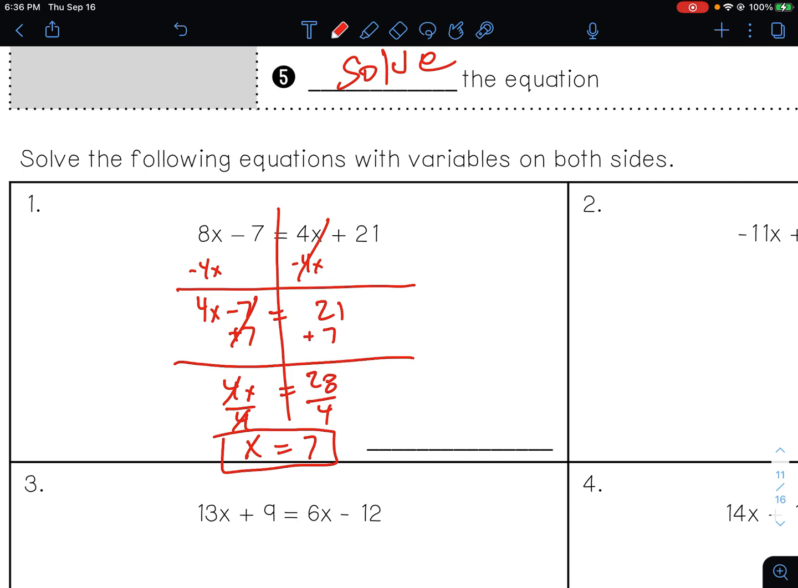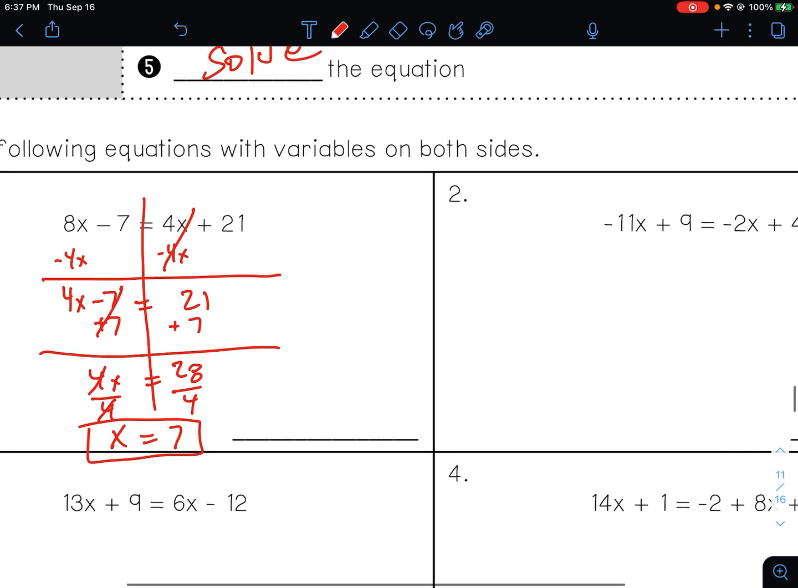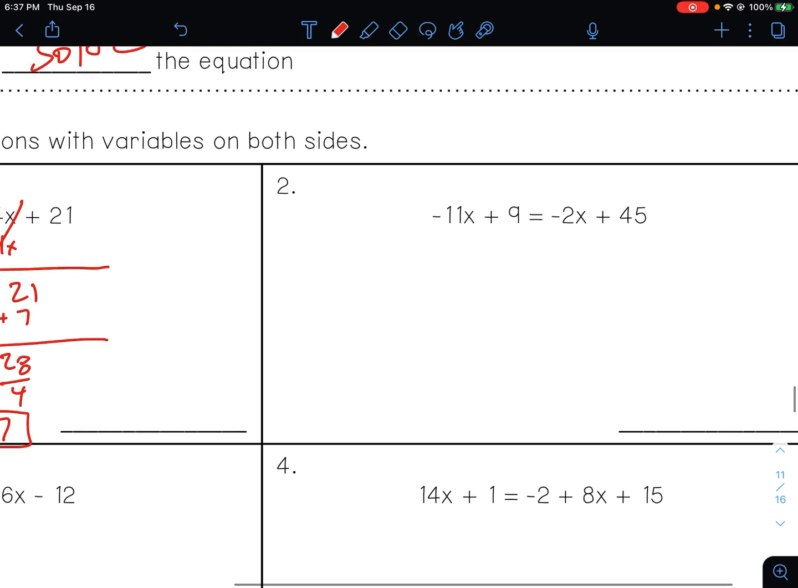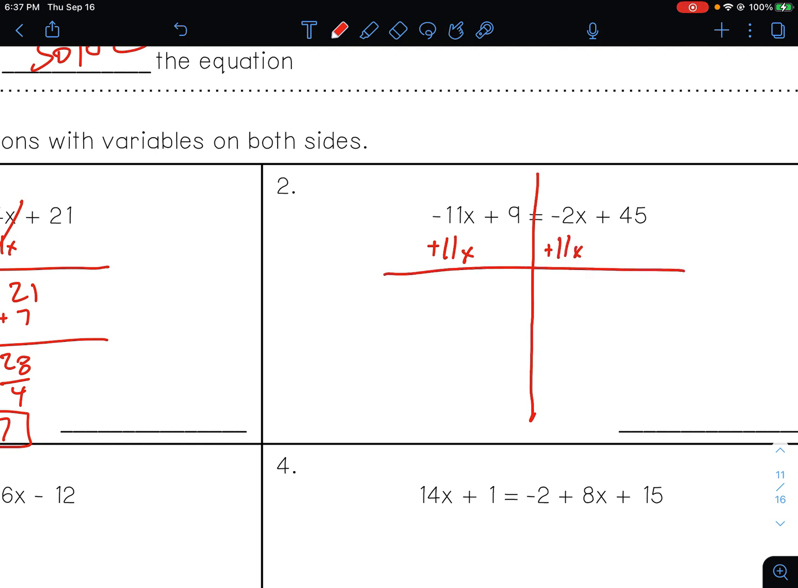Now, that's all. There is kind of a shortcut you can do. I may show you later, but for right now, let's keep it simple. My goal really is to make sure I have the variables on one side. I could add 2x on this side and this side, and that'll get me negative 9x. But I don't like having negative variables, so I'd rather just add 11x on both sides, which is still subtraction. 11 minus 2 is 9x, and it's going to be positive.